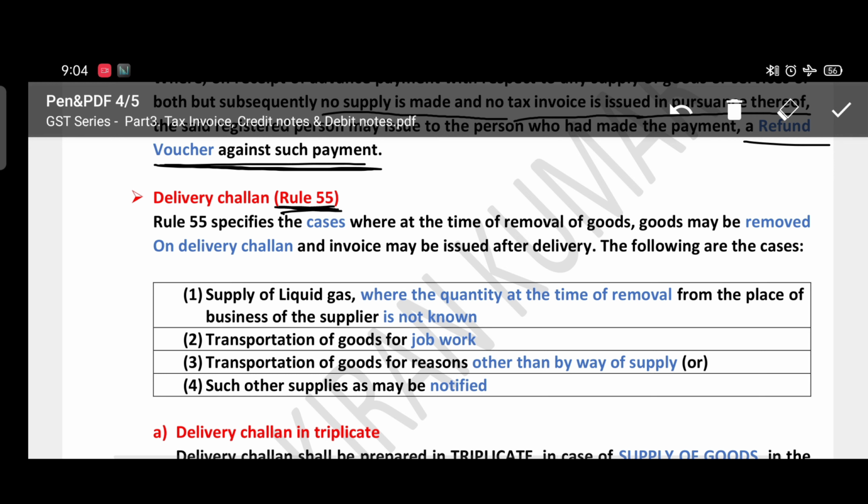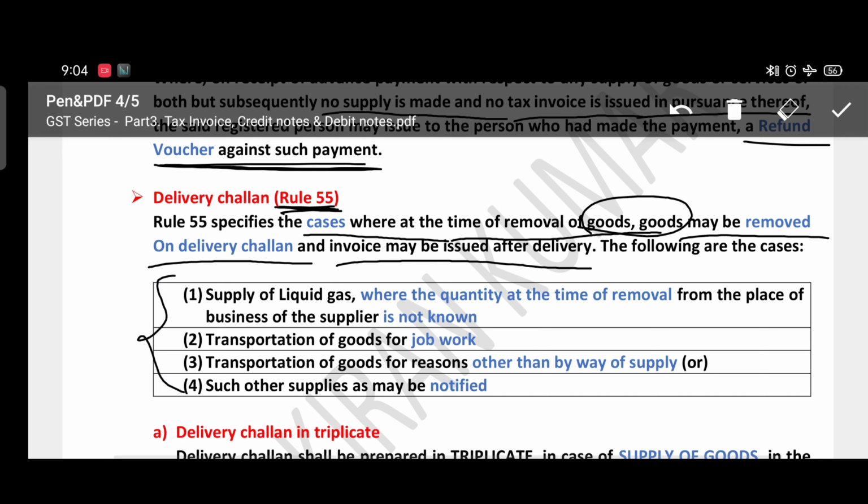As per Rule 55, it specifies the cases where, at the time of removal of goods, goods may be removed on a delivery challan. This is speaking only about goods, not regarding services. The invoice may be issued later after the delivery. The following cases are given for issuing a delivery challan. Let's see them one by one.